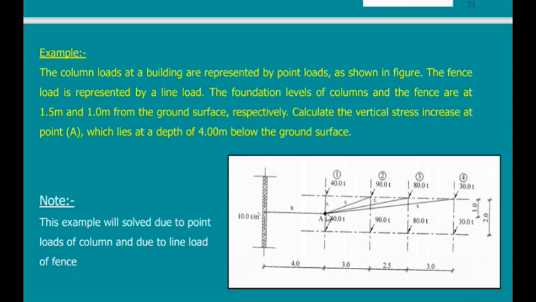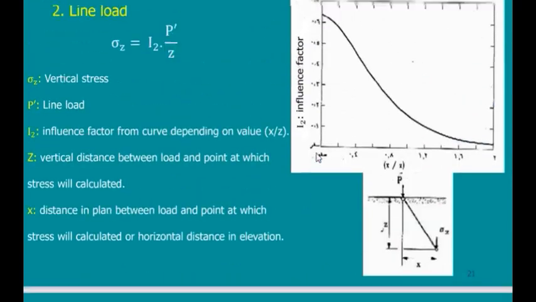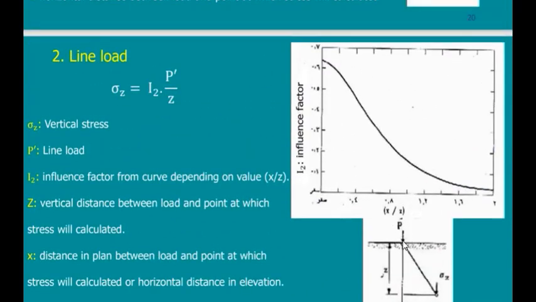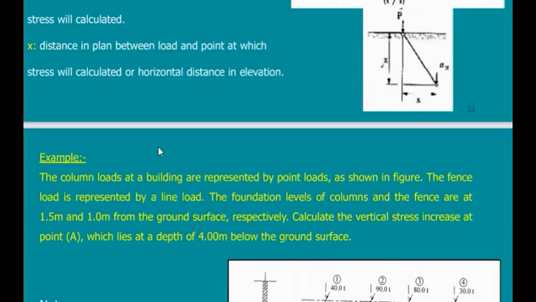So I will study each one alone, and get the effect. If I am now 4 meters below point A, and I want to know the effect of a line load, I will go to the chart of the line load. I have a line load with this value. I get all the parameters. I substitute here to get sigma Z due to the wall.